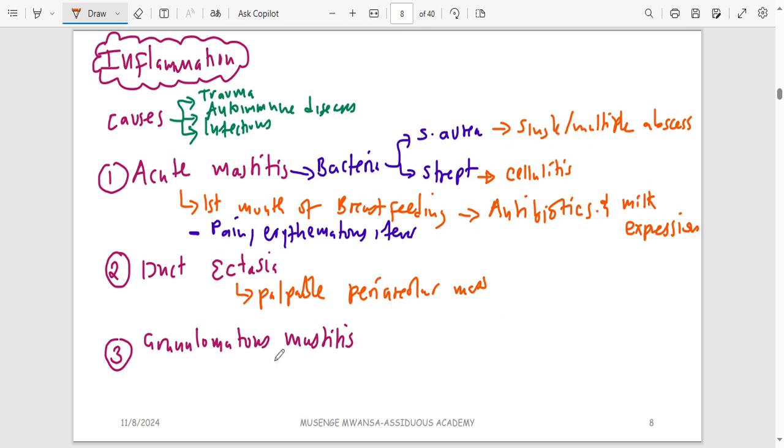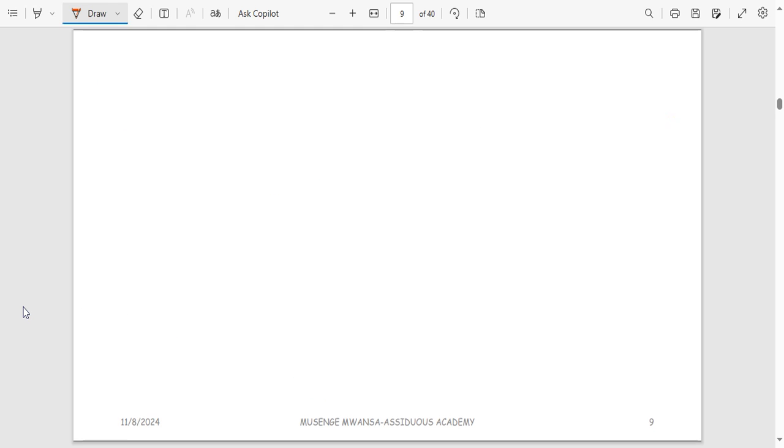And then the granulomatous mastitis, this is a type of inflammation that is basically a manifestation of disease. For example, if someone has got TB, someone has got sarcoidosis, so it is basically a manifestation of disease. So that is inflammation. And then the second type of pathology you see with the breast are benign epithelial lesions.